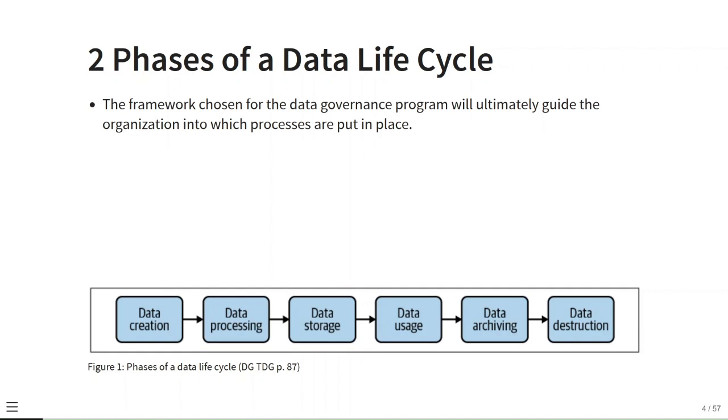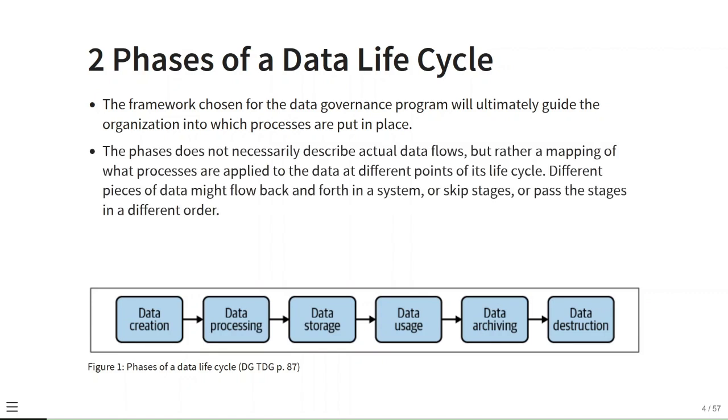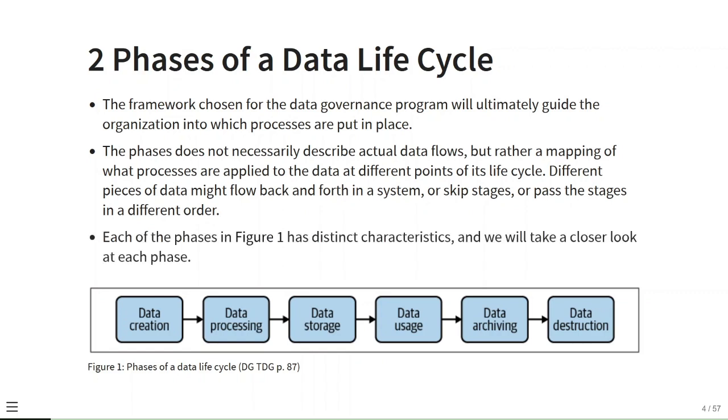The phases of a data lifecycle. The framework chosen for the data governance program will ultimately guide the organization into which processes are put in place. The phases shown below do not necessarily describe actual data flows, but rather a mapping of what processes are applied to the data at different points of its life cycle. Different pieces of data might flow back and forth in a system, or skip stages, or pass the stages in a different order. Each of the phases in Figure 1 below has distinct characteristics, and we will now take a closer look at each phase.